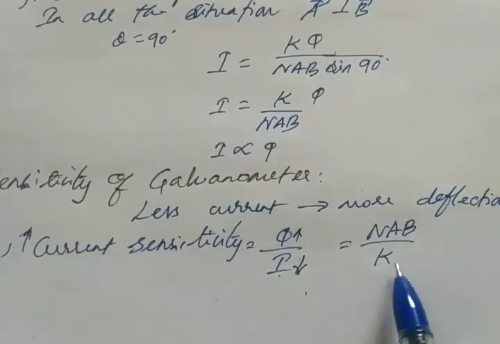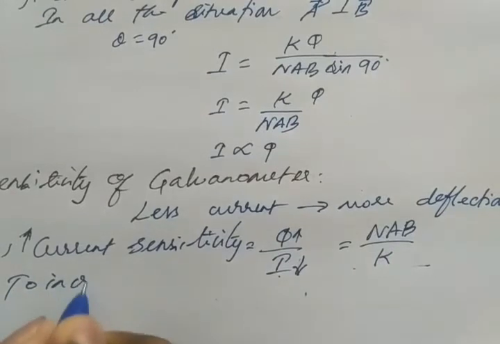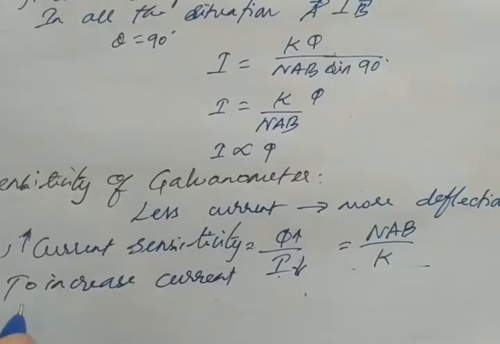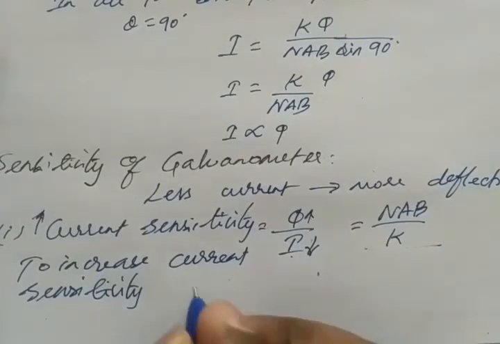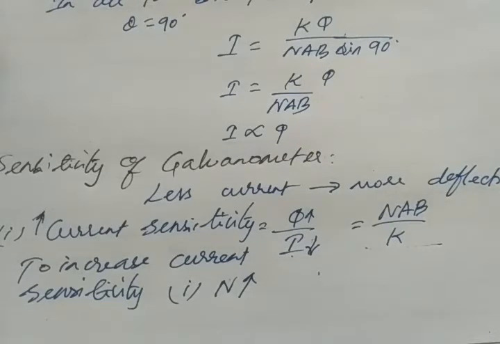Very important term from this equation: to increase the current sensitivity, we have to increase the number of turns. When the number of turns is more, then what will happen? The current flowing through each turn will be more, and the magnetic field also will be more. So we get more current sensitivity. So the number of turns we have to increase.